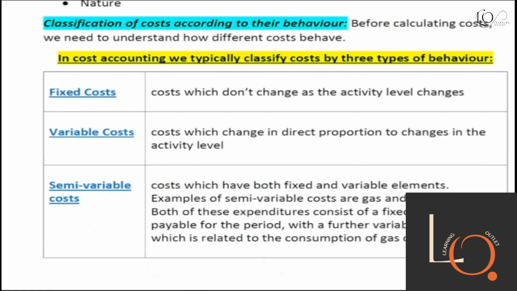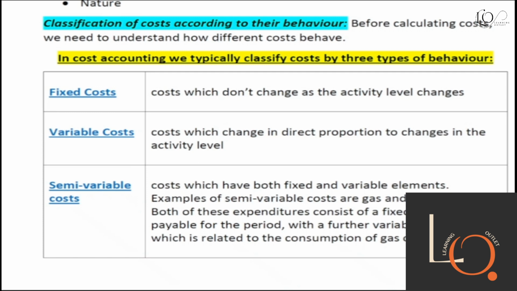Firstly, classification of costs according to their behavior. So how do they behave? And based on that, we will split the different costs that a business can experience. So in cost accounting, we typically classify costs by three types under the behavior category. The first being fixed costs. These costs are ones that do not change as the activity level changes.